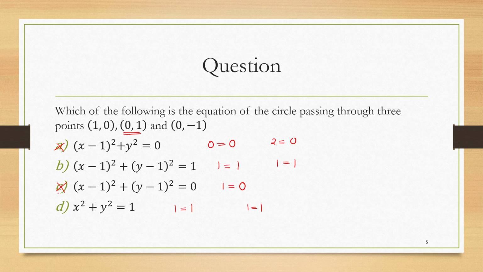Now we are left with the 2 options. If we are left with only one option, we will tick that. Otherwise, we will put the next point. Let's put 0, minus 1. So we put x equal to 0 here.